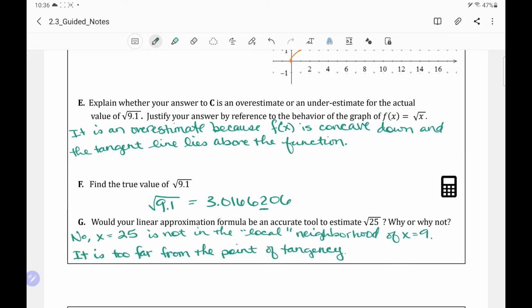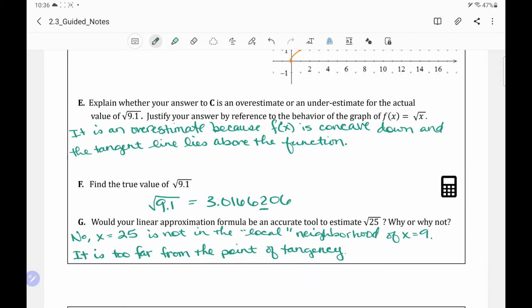No. X equals 25 is not in the local neighborhood of x equals 9. It is too far from the point of tangency. If you had used square root of 25, so no, square root of 25 is not in the local neighborhood of square root of 9. That would still be correct. I just said x equals 25 because that's what they put here for square root of 25.